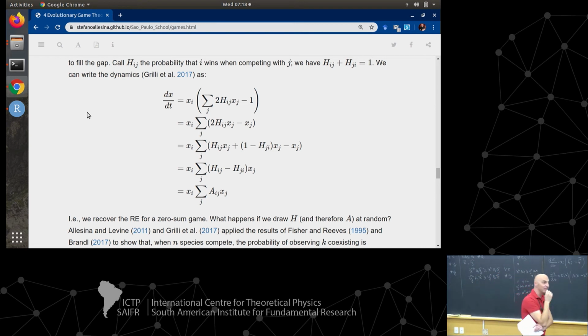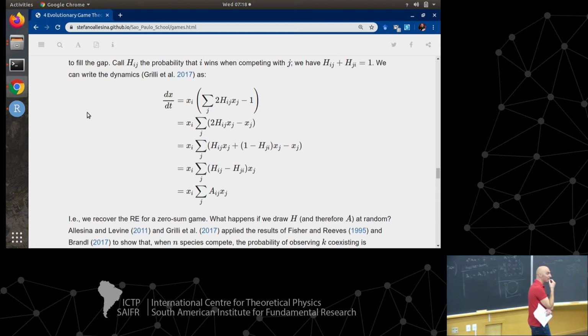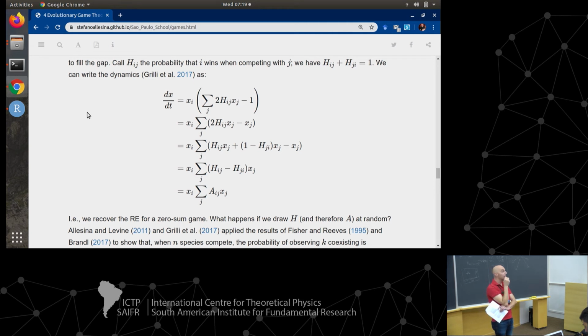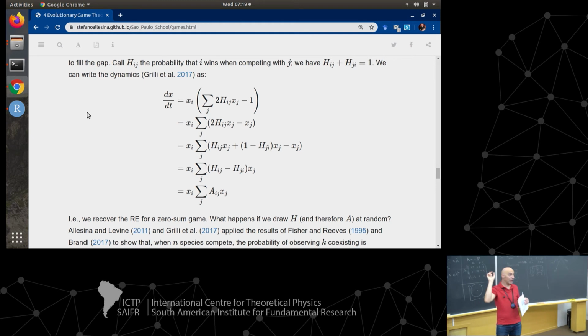Yes, question? This is because you have a zero-sum game, right? For this particular case. So if you allow the game to be different, you can have a mixed strategy where both survive, right? But if we're tracking proportions of anything, it has to sum to one. Oh, yes. So the question was, is this due to the zero-sumness of this game?